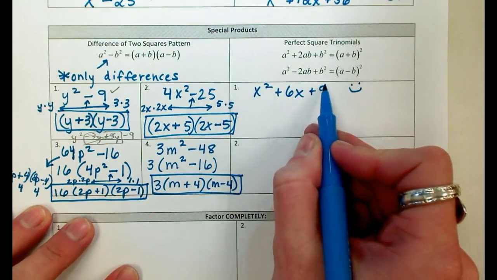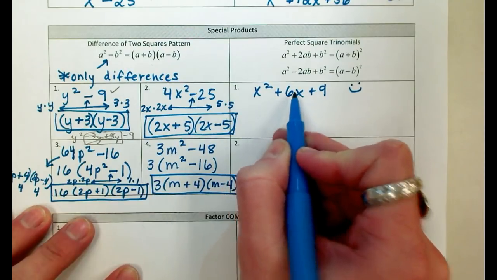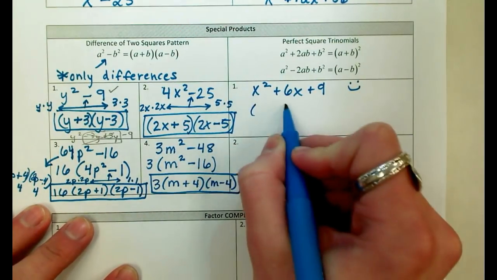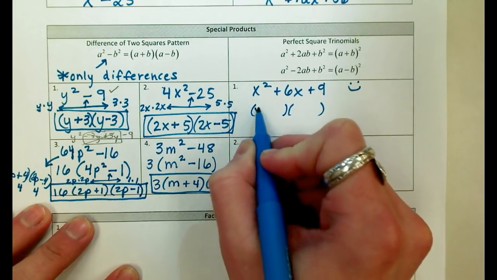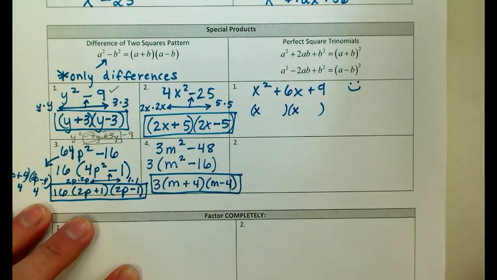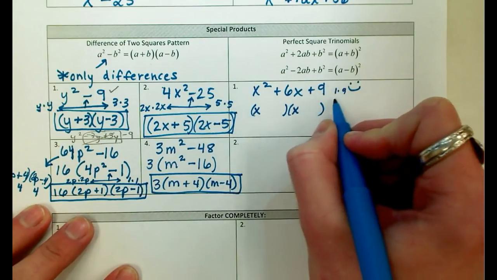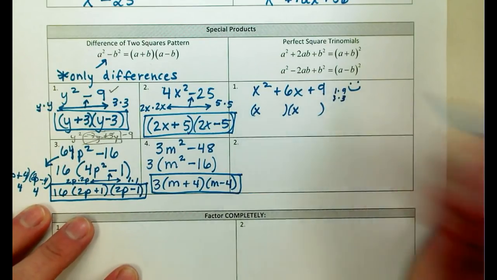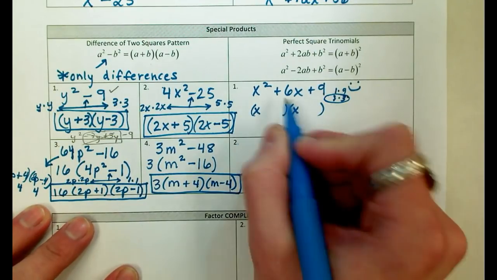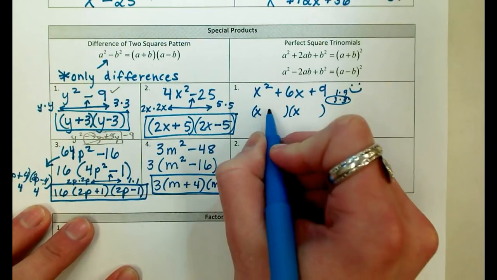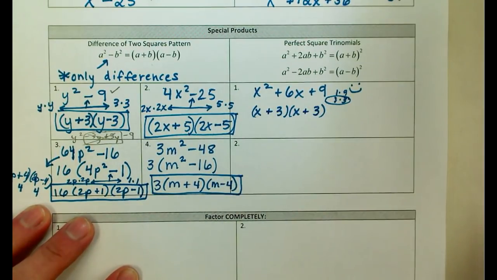So all we have to do is figure out what multiplies to 9 but adds to positive 6. Well, my factors first, since this is 1x squared, I know it's x times x. And then I've got to think about my factors of 9. 1 and 9, 3 and 3. 3 and 3 multiply to 9 but add to positive 6. So we have plus 3 and plus 3.